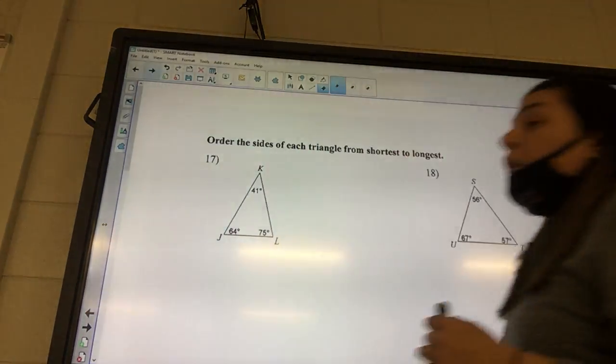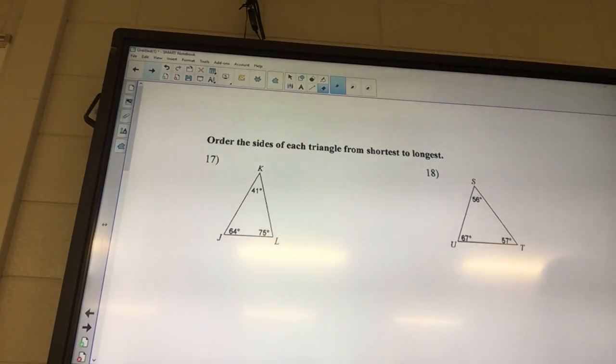Which I can see a lot of people getting confused on that. Yeah. I didn't even realize it was on there until right now, honestly. I just put some on there and then I look back and I'm like, oh, that's a good one.